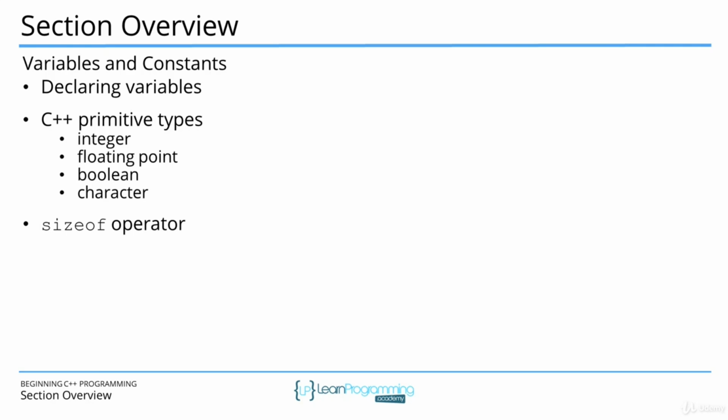There are rules for how we name our variables, and there are also style issues to discuss as we go along. Then we'll go over some of the primitive types in C++, such as integers, floating point numbers, booleans, and characters. We'll also learn how to determine how much storage is allocated to variables by using the sizeof operator.